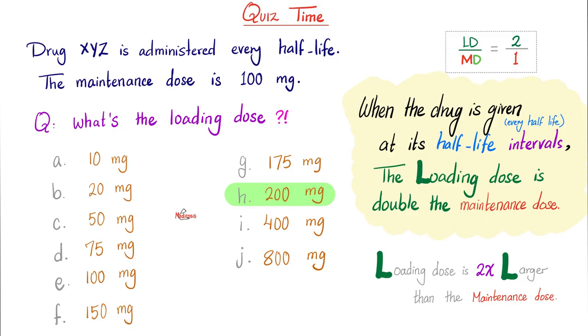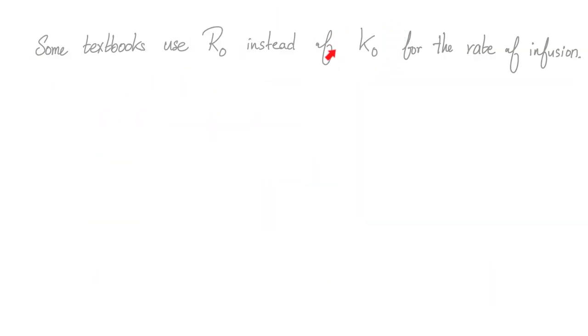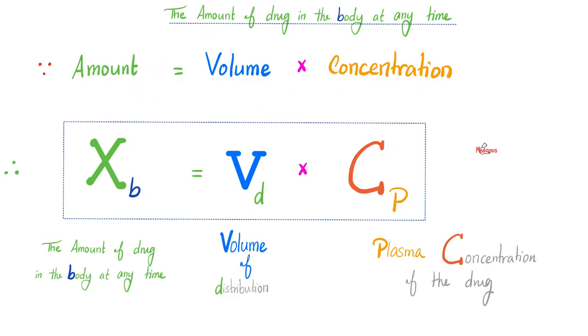Okay, medicos, but on the exam I might forget, is the loading dose double maintenance dose or is it the other way around? Just remember that the loading dose, L, is larger. Okay, I got it now. So the loading dose is larger than the maintenance dose. It is larger by like double. Rate of infusion could be denoted as K0 or R0. Since amount equals volume times concentration, what is the total amount of drug in my body at any time? It's the volume of distribution times the plasma concentration.